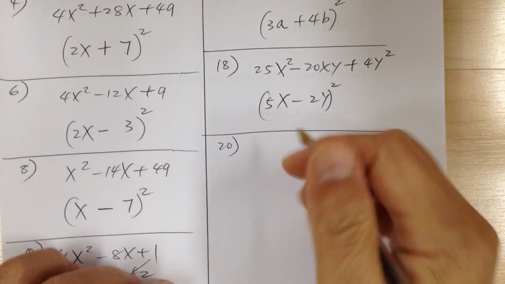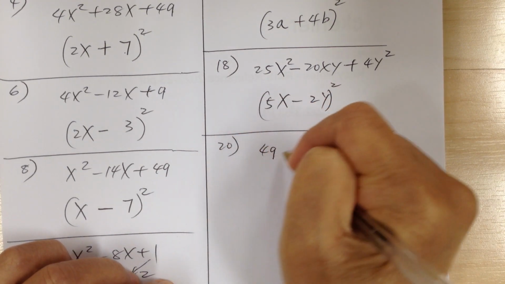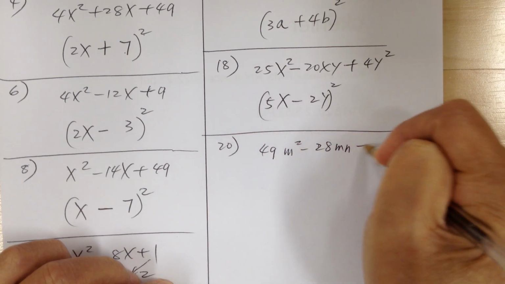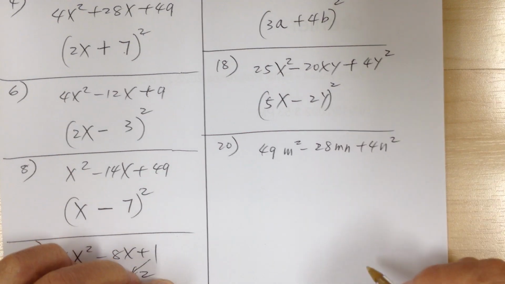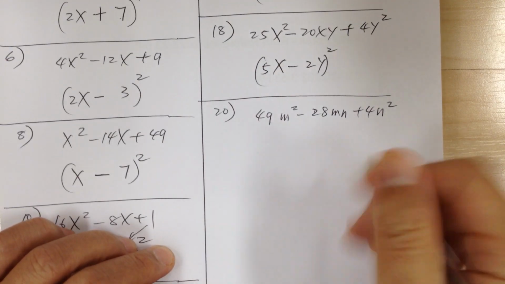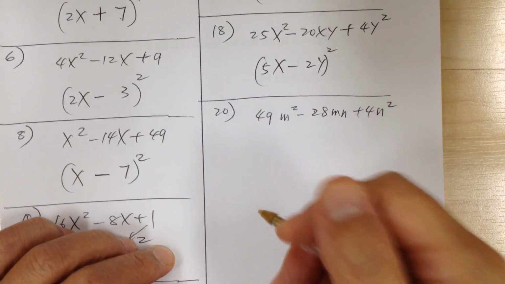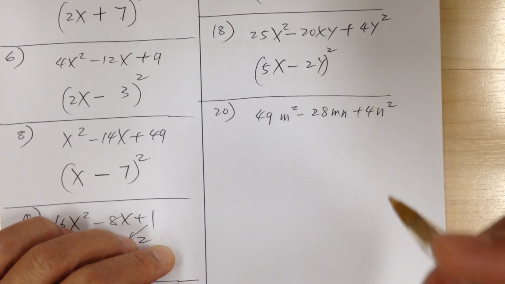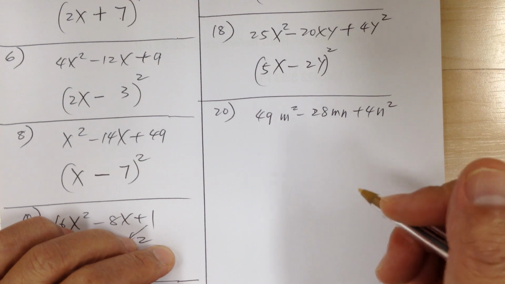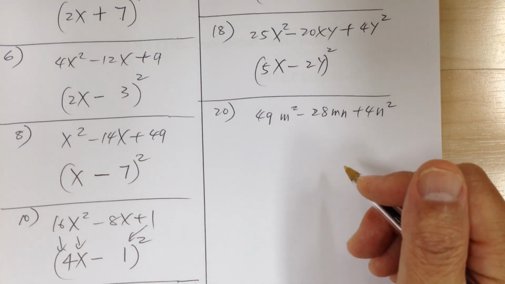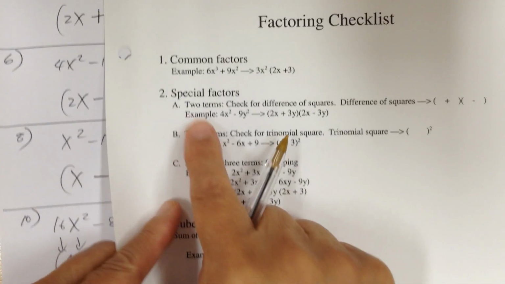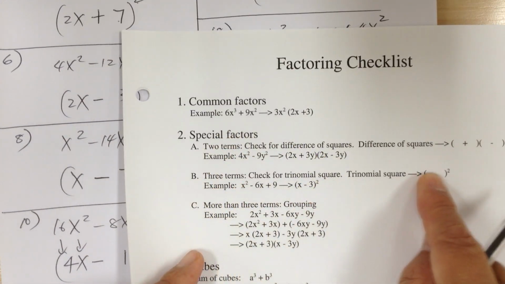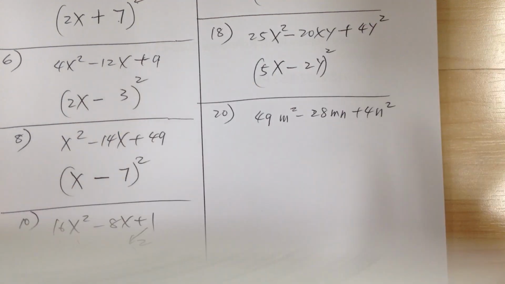Okay, number 20, we got 49m squared minus 28mn plus 4n squared. Okay, so you can go through the step 1, cannot, so you go to step 2a, 3 times, 3, 2, so it's 3, 2. That's 2a is not going to work, so you have to go to 2b, right? Again, go through, it's over here. So 2 terms, that's not it, right? You got 3 terms. So 3 terms, you have to do the step 2b.